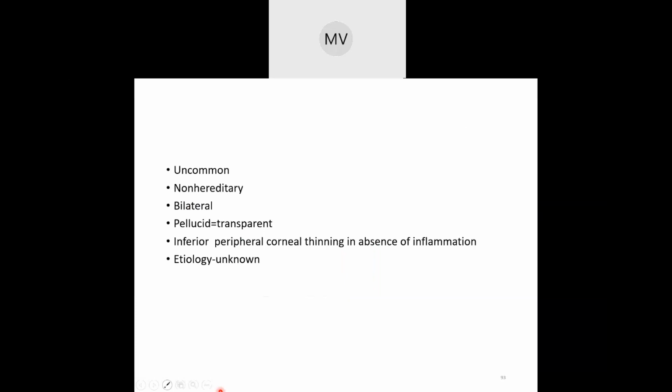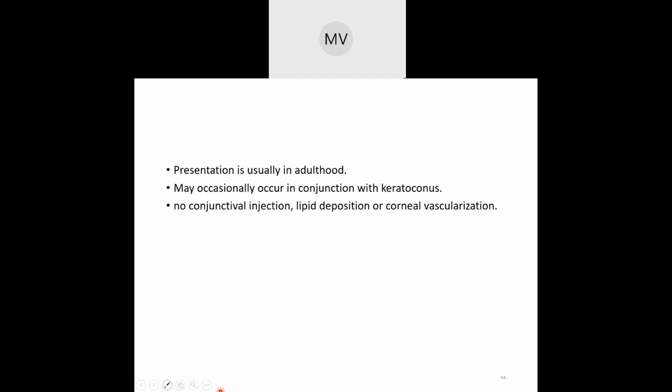It is uncommon, non-hereditary, bilateral. Pellucid means transparent. Inferior peripheral corneal thinning is in the absence of inflammation, and the etiology is basically unknown. Presentation is usually in adulthood, and it may occasionally occur in conjunction with keratoconus. There is no conjunctival injection, and lipid deposition or corneal neovascularization won't be there.